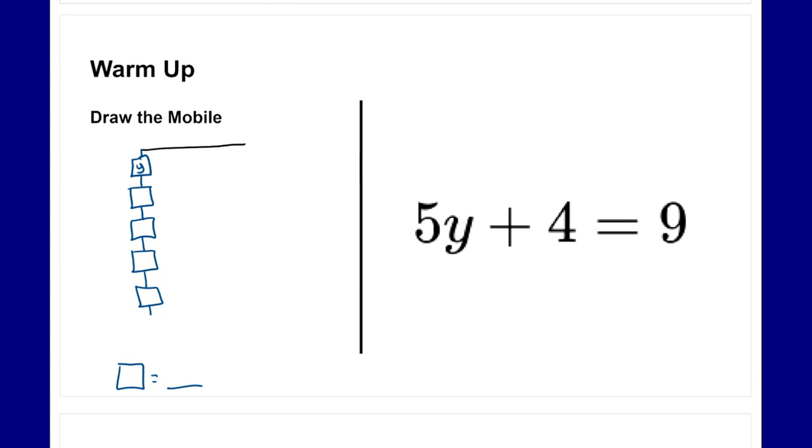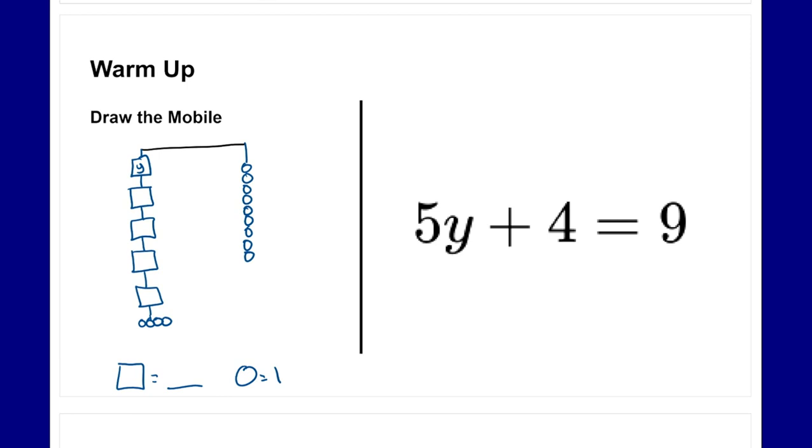I have 4, so I'm going to do it a little bit differently. I'm just going to do a group of 4 small circles. And on the other side, I'm going to do 1, 2, 3, 4, 5, 6, 7, 8, 9. So each circle is equal to 1 in this case.